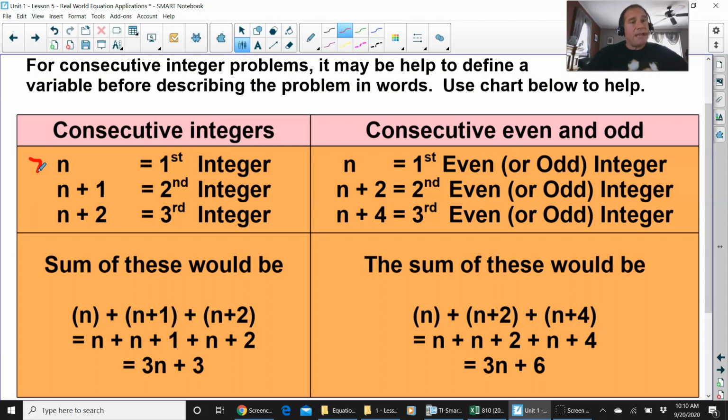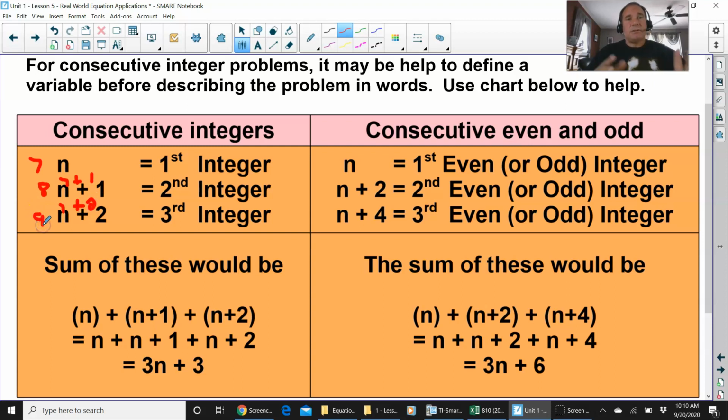So we have n as 7, just putting 7 there. What is the next consecutive integer? Not odd or even. What's the next consecutive number in the number line? It's 8, right? So if I had n as 7, 7 plus 1 is 8, right? And then 7 plus 2 is the next one, that's 9. You see how it works out.